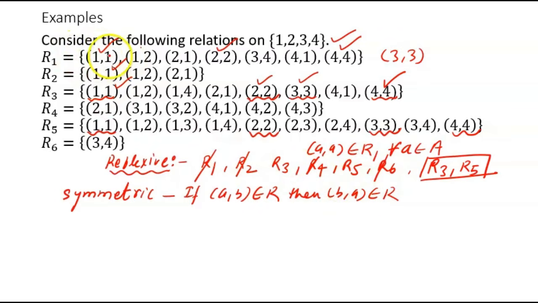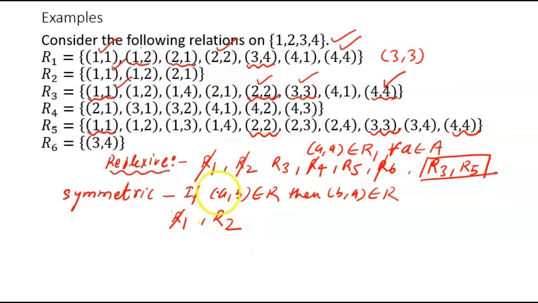So if I look at (1,1), (1,1) is also there, meaning for (1,1) or (a,a) type there will not be any confusion. But (1,2) is there and (2,1) is there, so that is okay. But if you look at this element (3,4), (3,4) is present but (4,3) is not present. So R1 will not be a symmetric relation.